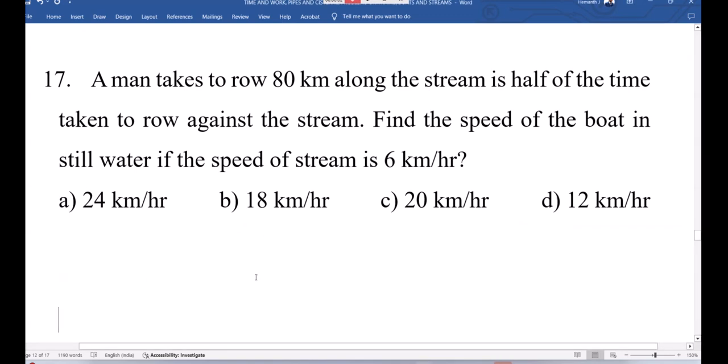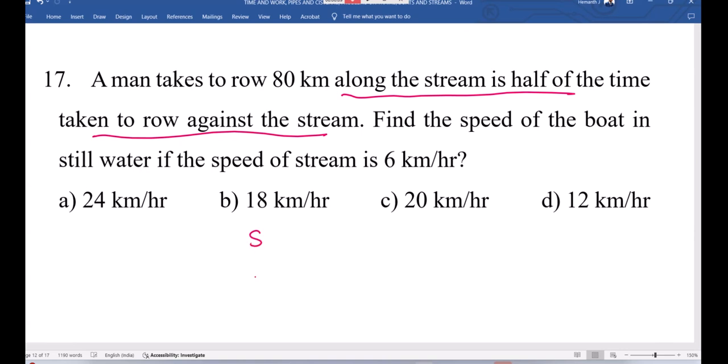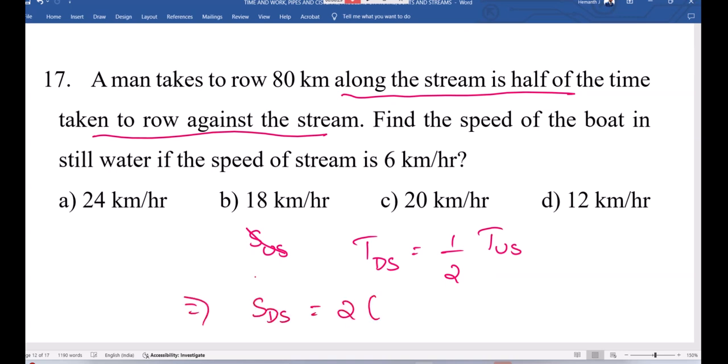Fine. So in the 17th question, they've given that the time taken along the stream is half of the time taken against the stream. This is regarding time taken first of all. So time taken by downstream is half of time taken by upstream. Distance is the same, 80 kilometers only. In fact, they want to convey indirectly that the speed of downstream is double the speed of upstream. Time is half means speed will be double.